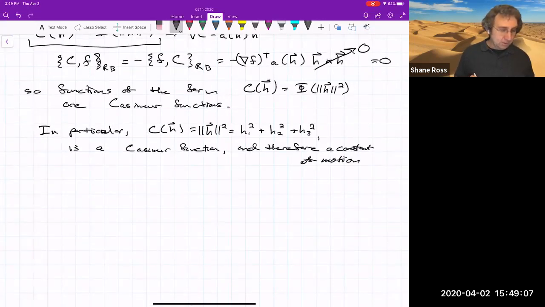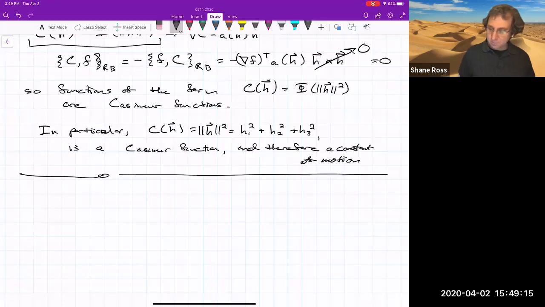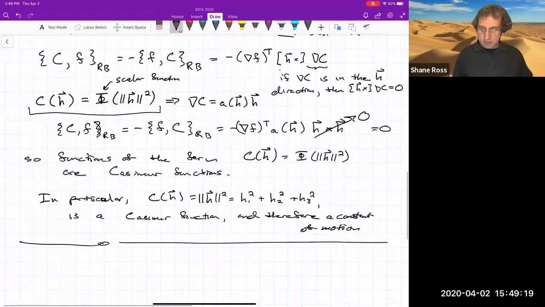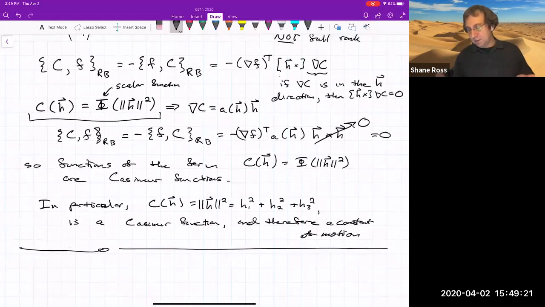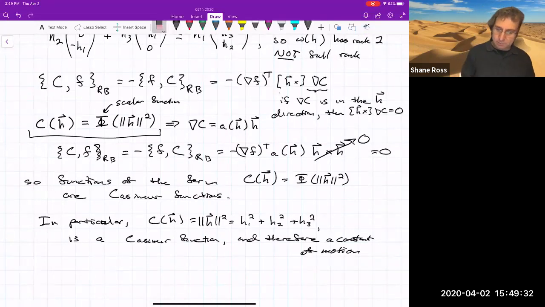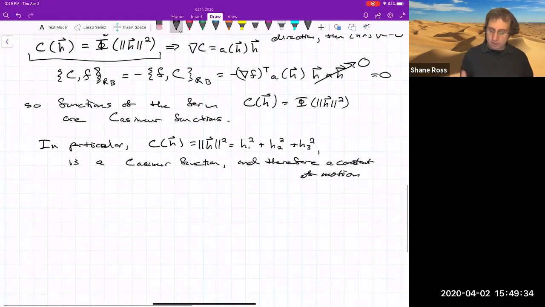I will move beyond that now. We're going to go on to something else. Okay. Just reiterating, the only way you could get a Casimir function is if you've got a non-canonical Hamiltonian. For any canonical Hamiltonian system, if it is canonical, you won't have a Casimir.